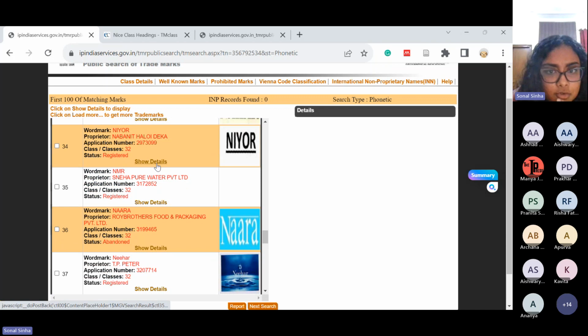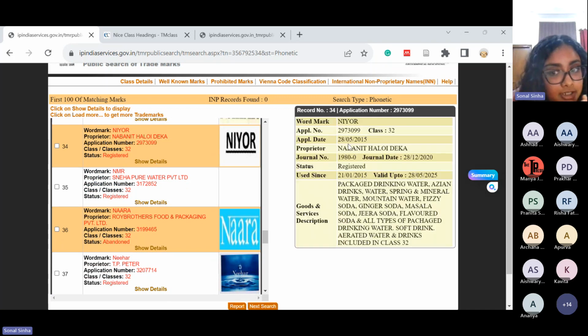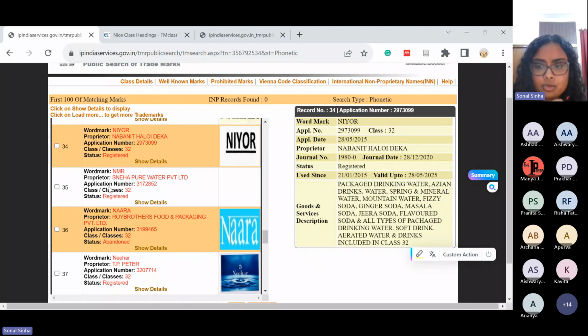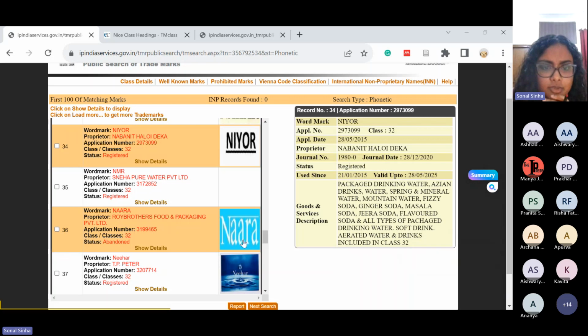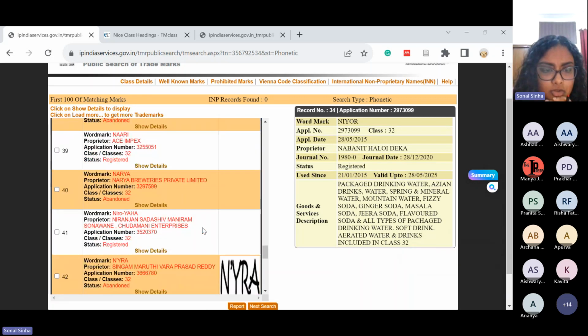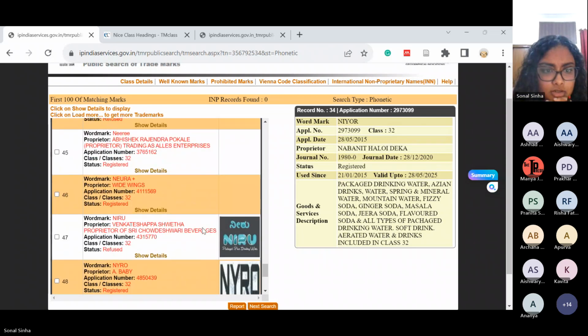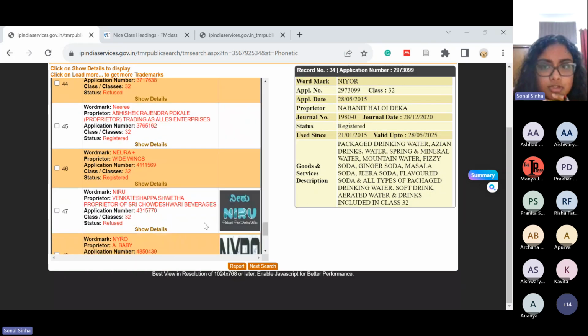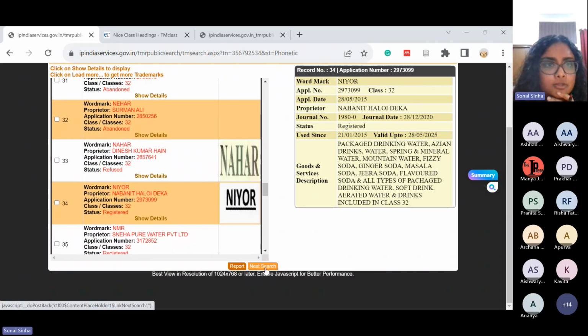What is it for? So this seems to be phonetically close, but you have to then check the goods and services, because see, it's drinking water, completely different goods, drinking water, soft drinks. So nothing that we should be concerned with. Niru, Naira, Noria. So not a problem. So we conclude the search for Neuer.